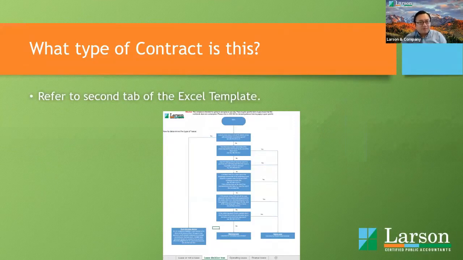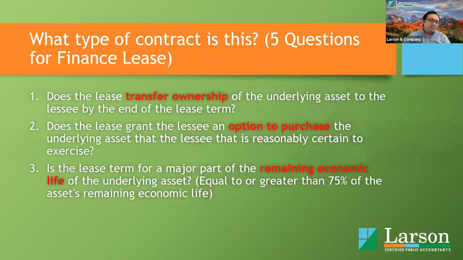Again, there's a separate tab within the Excel document that you should have received. If not, there's a link that we'll provide in the chat box, so you can click there to download it. How do we determine what type of lease it is? Is it a finance or an operating lease? So the questions are, there are 5 of them. 4 of them are actually very similar to how we have done it before with the old standard.